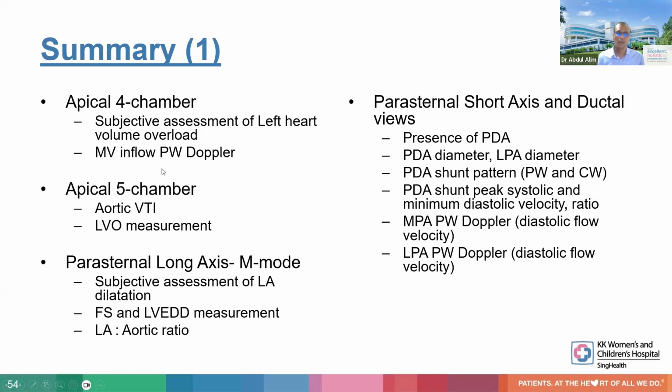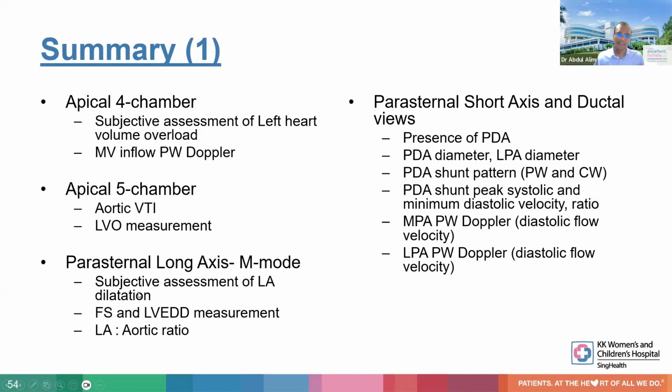Then I look at the subjective assessment of the left heart volume overload, LA, LV dilatation. Then in the same view, we can do a mitral valve inflow pulse wave Doppler and then measure the E/A ratio. In the same view, you can slightly tilt the probe and get an apical 5-chamber view, measure the aortic pulse wave Doppler in the ascending aorta or just beyond the aortic valve, measure the aortic VTI, measure the left ventricular diameter, and then you can measure left ventricular outflow.